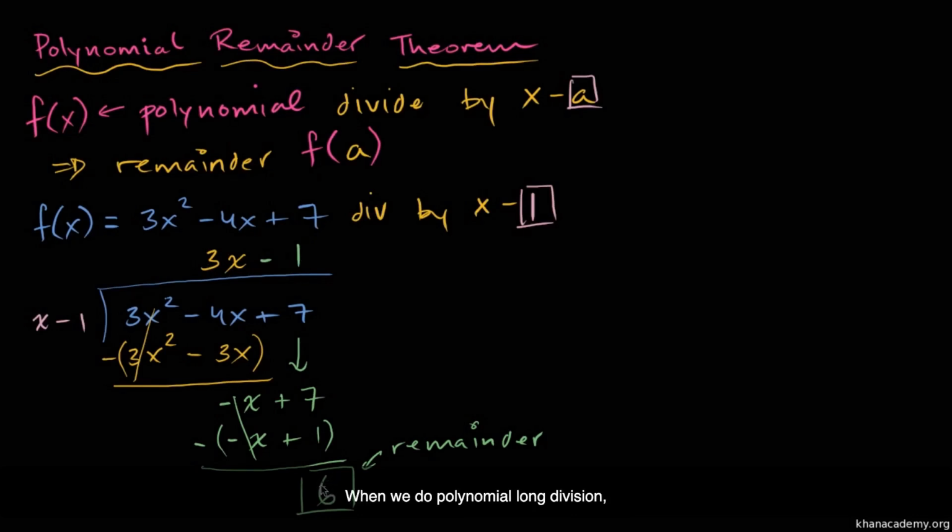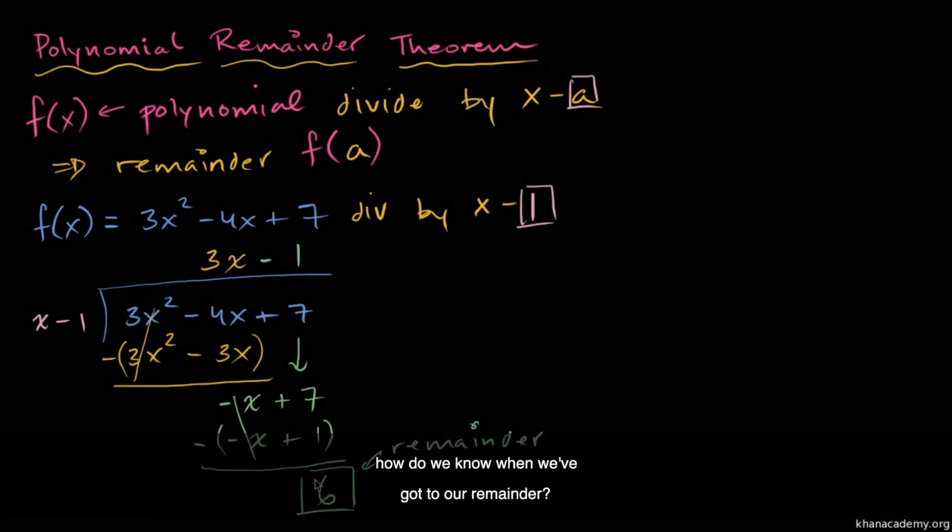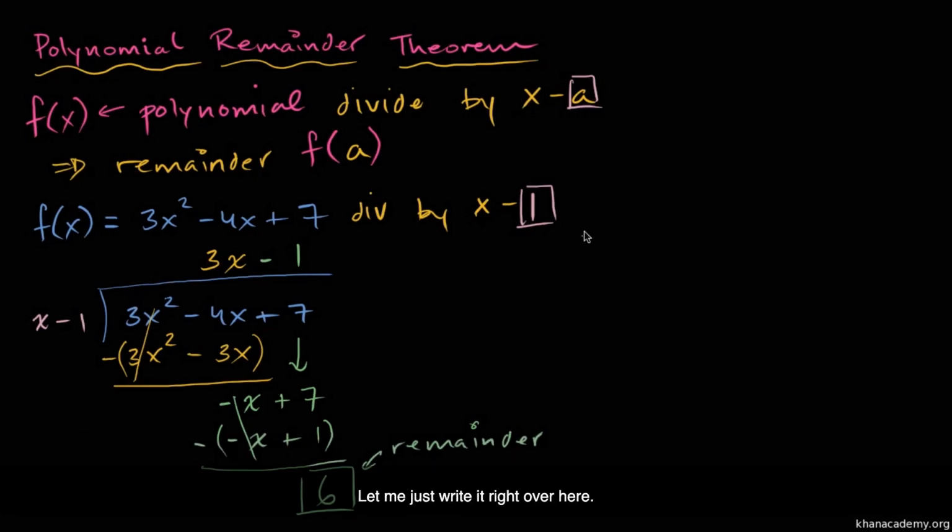And when we do polynomial long division, how do we know when we got to our remainder? Well, when we get to an expression that has a lower degree than the divisor, the thing that we're dividing into the other thing. And so in this example, we could have rewritten what we just did right over here as our f of x.